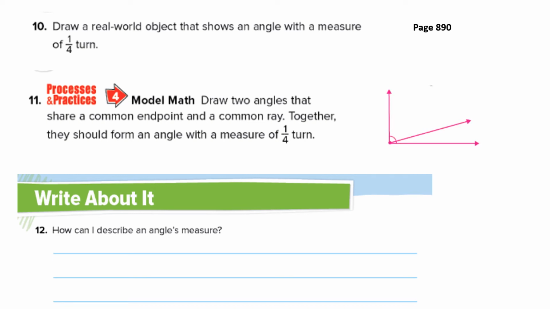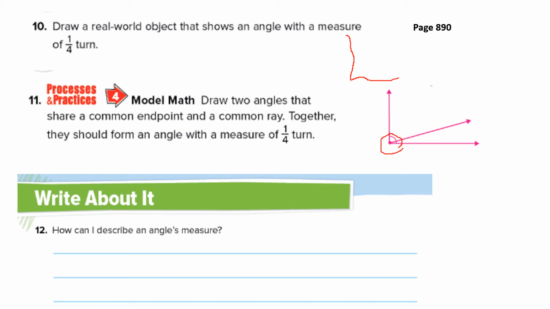Okay, for number 10, draw a real-world object that shows an angle with a measure of 1/4 of a turn. So you need to find something that's, oh boy, that doesn't look very good, does it? Something that would be exactly 1/4 of a turn. And number 11, draw two angles that share a common endpoint right here, and together they form an angle with a measure of 1/4. So we've got this one, and combined together they equal 1/4.